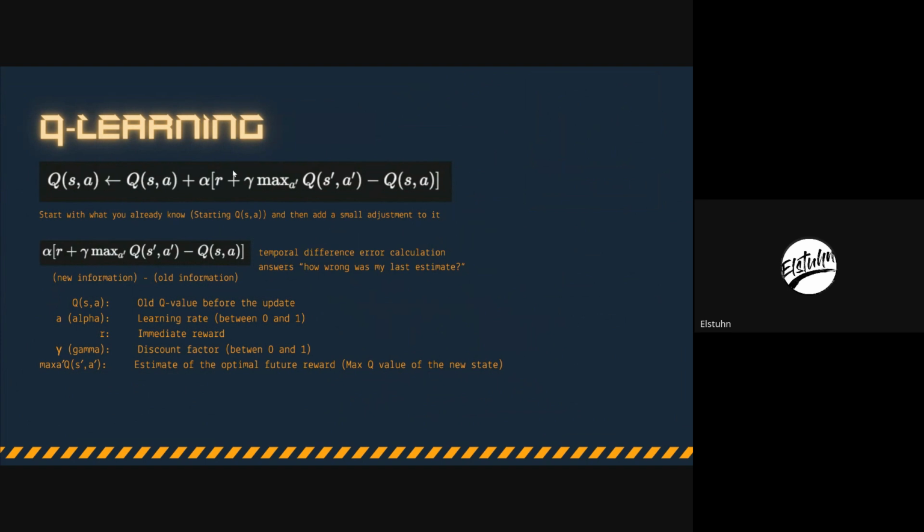Then R will just be the reward. Gamma will be the discount factor. The discount factor is also set between 0 and 1. A high discount factor represents that the agent will strive for long-term rewards instead of immediate rewards. So normally we set it to a high value, like 0.99 or around there. And then the max Q value of the new state. I will talk about this in the next slide.